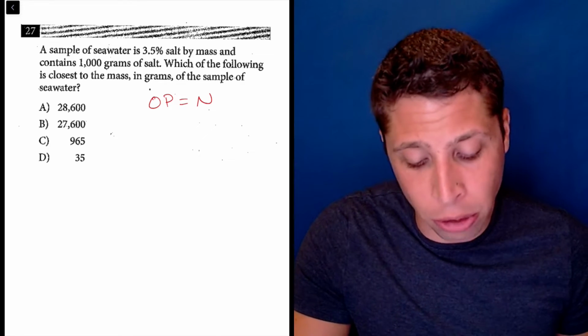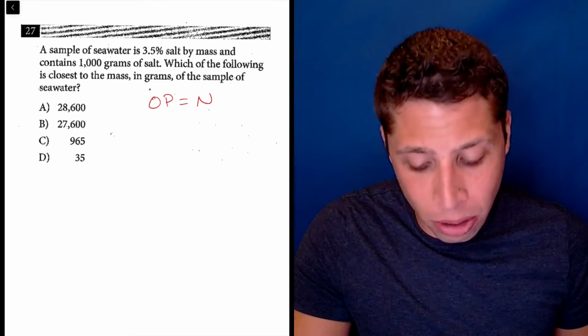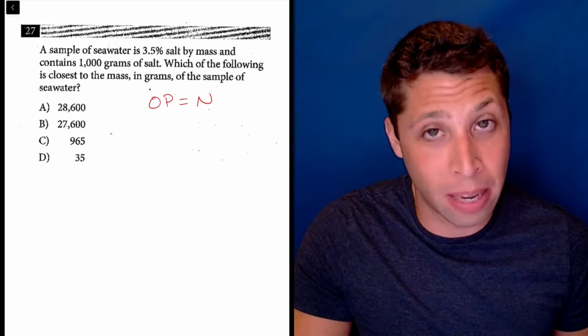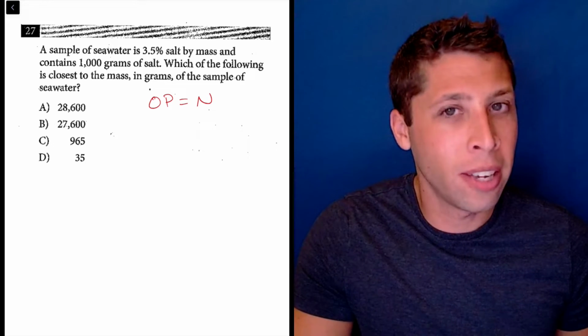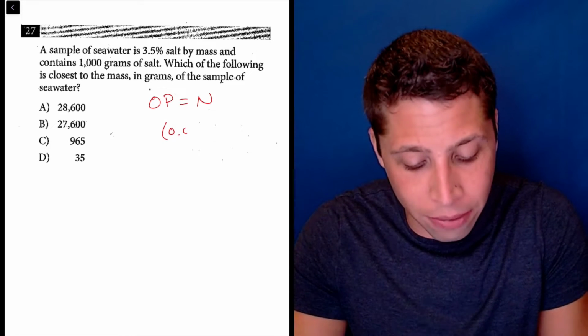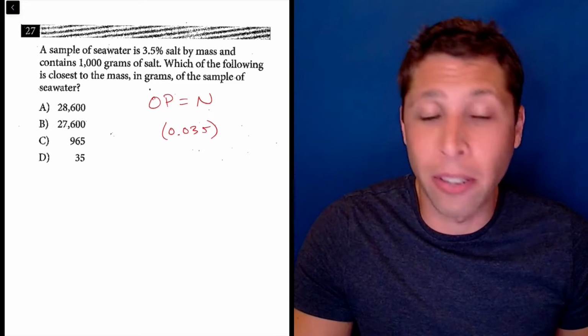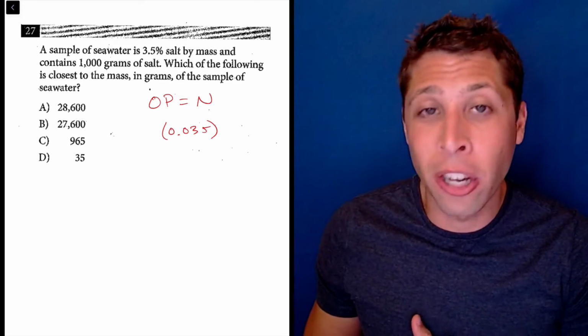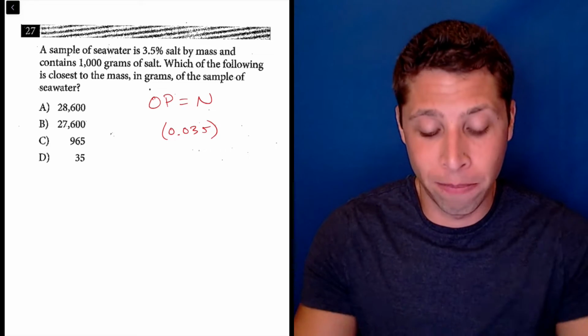A sample of seawater is 3.5% salt by mass and contains 1,000 grams of salt. Which of the following is closer to the mass in grams of the sample of seawater? So the real key here is we need to know what our original is and what our new value is. The percentage is easy, 0.035. Okay, we have to write it as a decimal, but it's very straightforward, just given in the question. We're not increasing by a percentage or decreasing. It is just, what is this percent? So it's a simple percentage.